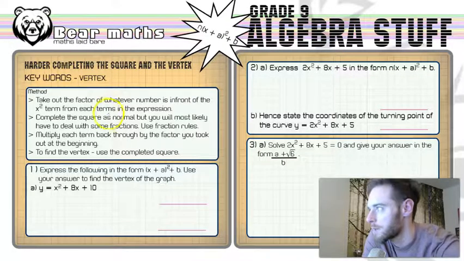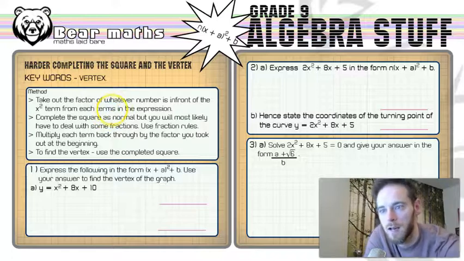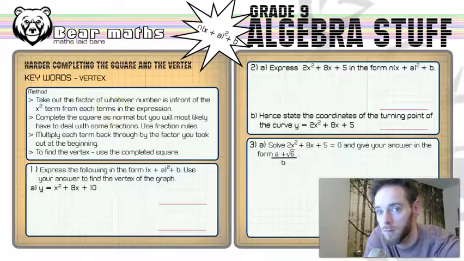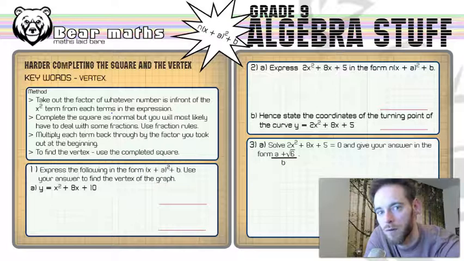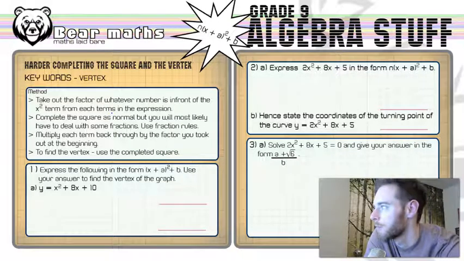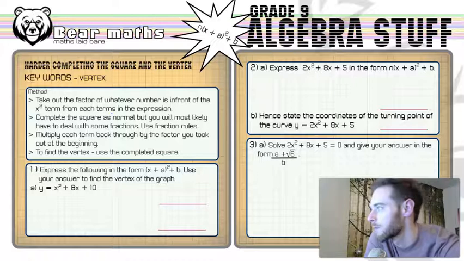So the key word here is vertex. Now the vertex is the minimum point of the graph or the maximum point of the graph, depending upon what the quadratic is that you're given. If it's a positive value of a, i.e. the number in front of the x squared is positive, then it would be the minimum point. And if that number was negative, then it would be the maximum point that you'd be finding. But I will explain a little bit further when I do the examples.